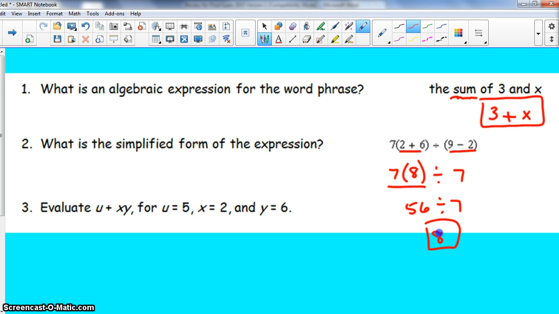For number 3, evaluate. u is 5, plus x is 2, and y is 6. We follow our order of operations, and so we multiply first, and we get 5 plus 12, and 5 plus 12 is 17.